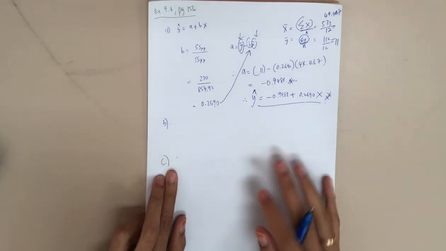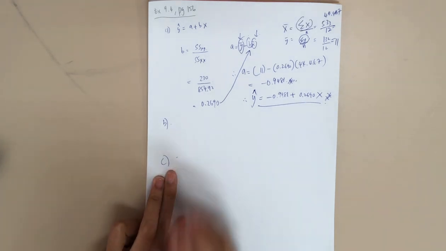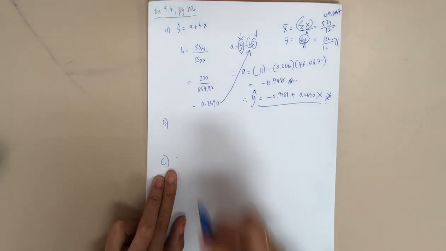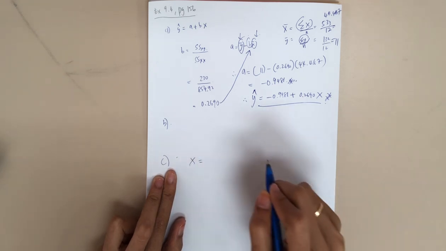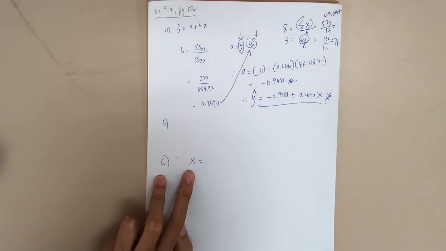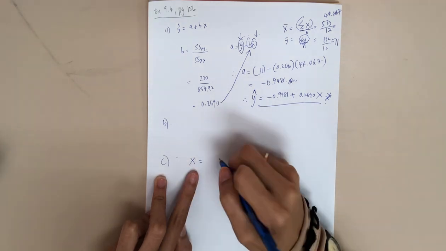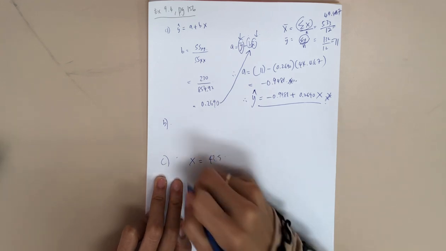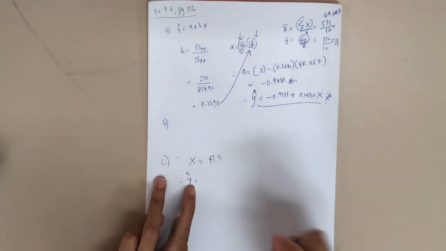So for C, what we need to do is just substitute the value of x. How do I know this is x? Because humidity of the storage is an independent variable. If you refer back to the table in Example 9.2, it's already stated that humidity is x. So x here is 43.5. Therefore, you just substitute x.